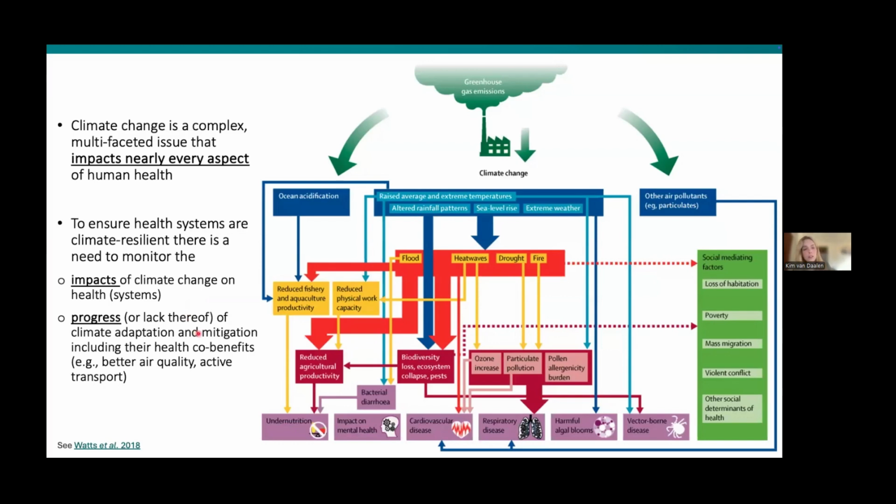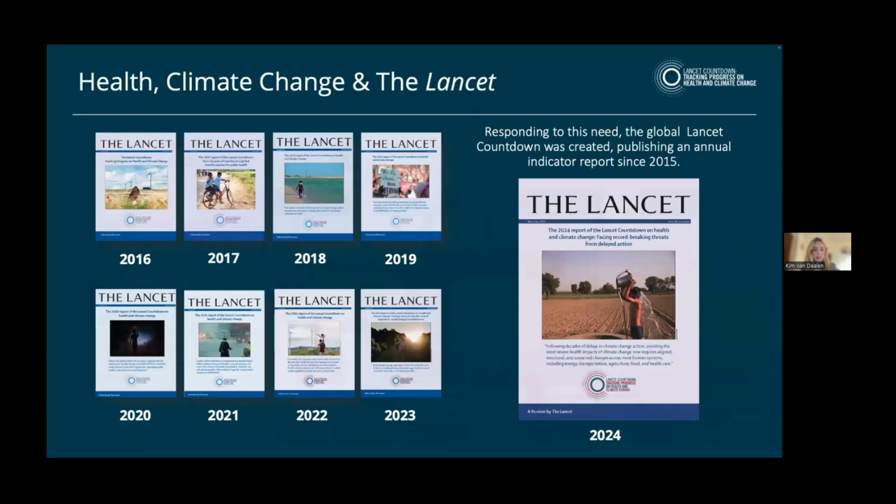So for example, a lot of the time when we are trying to reduce greenhouse gas emissions, at the same time, we may be improving air quality, have active transport, as well as have healthier diets. So in many ways, having climate mitigation and adaptation is also improving human health.